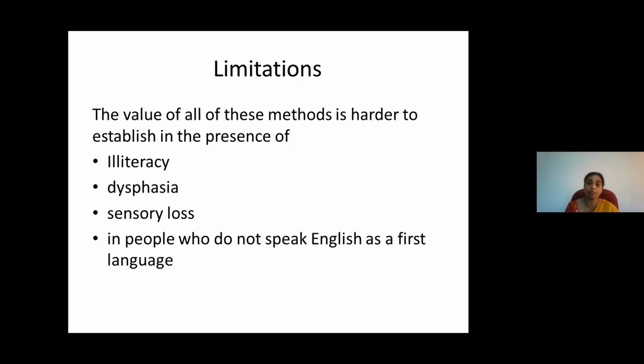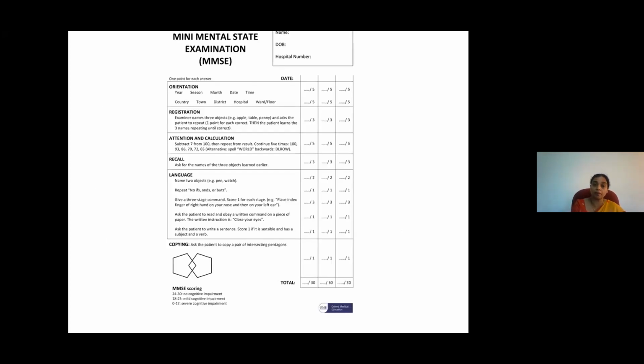However, we have enough resources which are validated to local languages to assess the cognition. This is the Mini-Mental State Examination. We know that it is a very familiar test. We assess six major components of our cognition: orientation, registration, attention and calculation, recall, language, and construction. These are the six major areas. I'm not going to detail these areas now. In a later part of my presentation, I will compare the advantages and disadvantages of these commonly used screening tools.